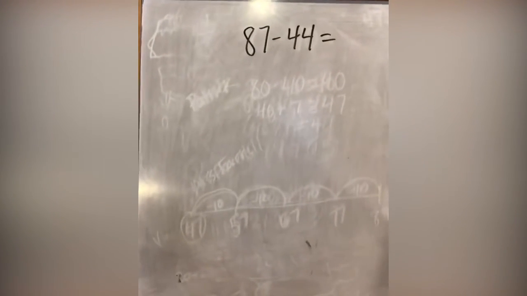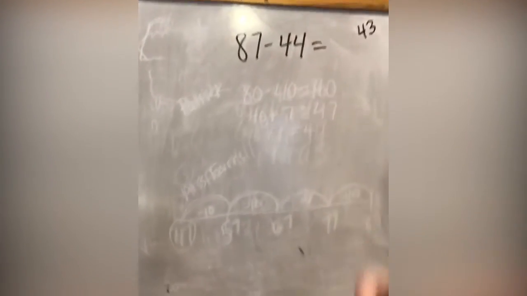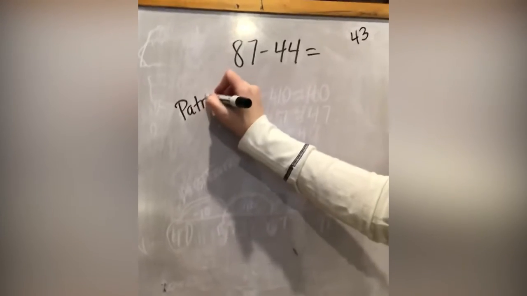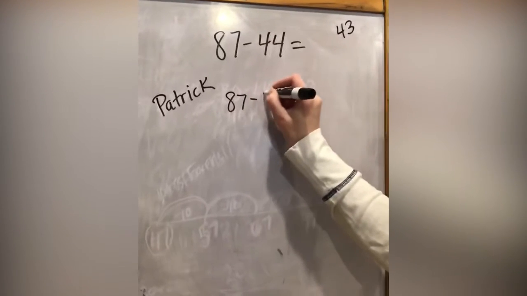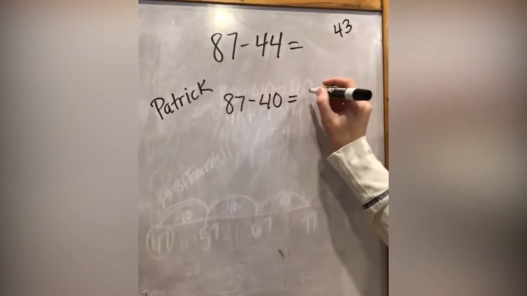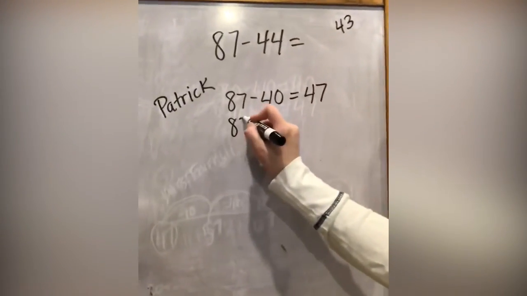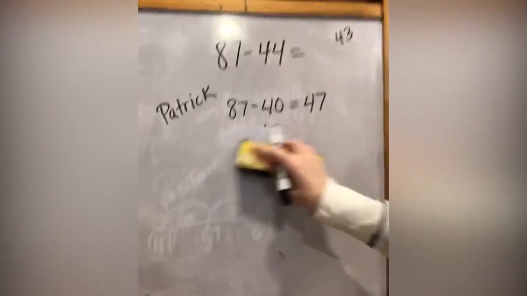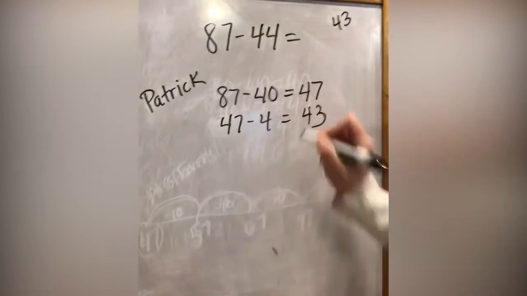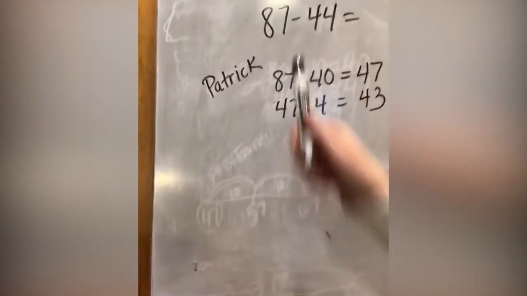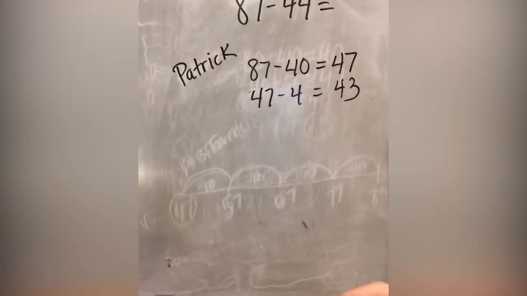All right, Patrick, do you know what this difference would be? 43. He's back in the room now. Okay, 43. All right, Patrick, what was your strategy? 87 minus 40 is 47 minus 4. Okay, so 87 minus 40, you said was 47, but we didn't just take away 40. You said we had to take away 4 more than that. So what is 47 minus 4? 43. Okay, so he decided to use the problem we had just done and then build off of that.